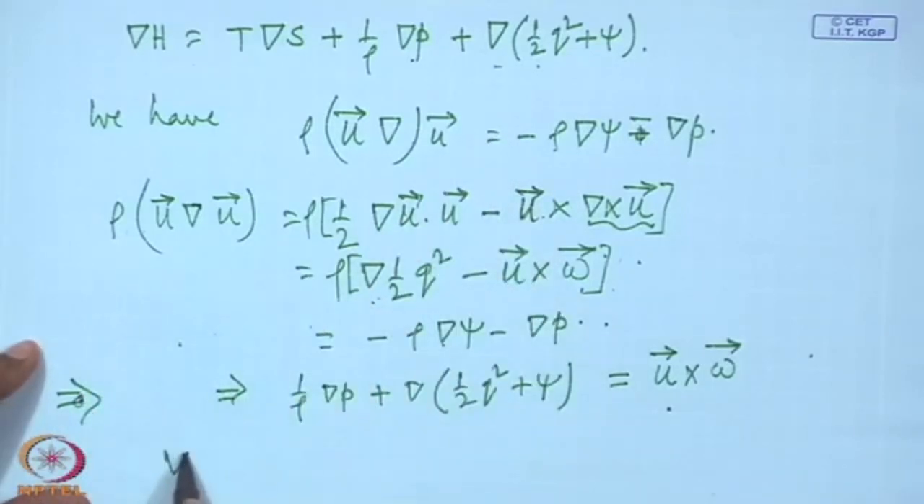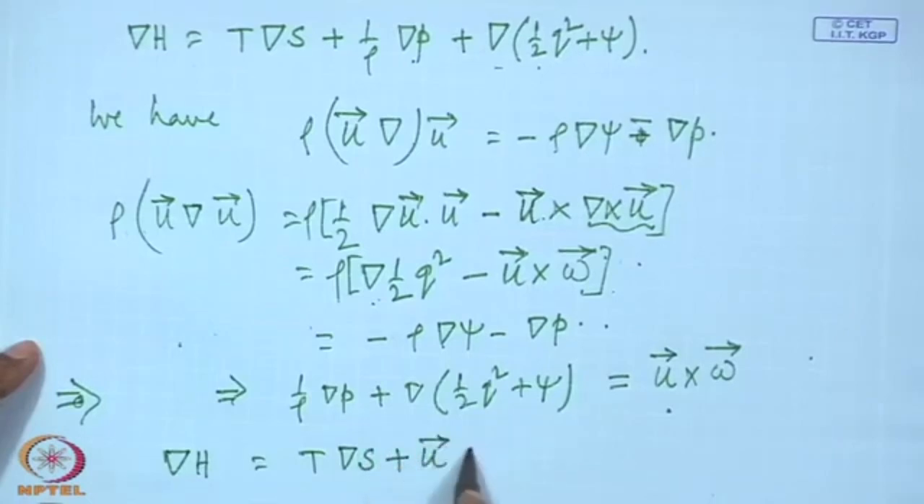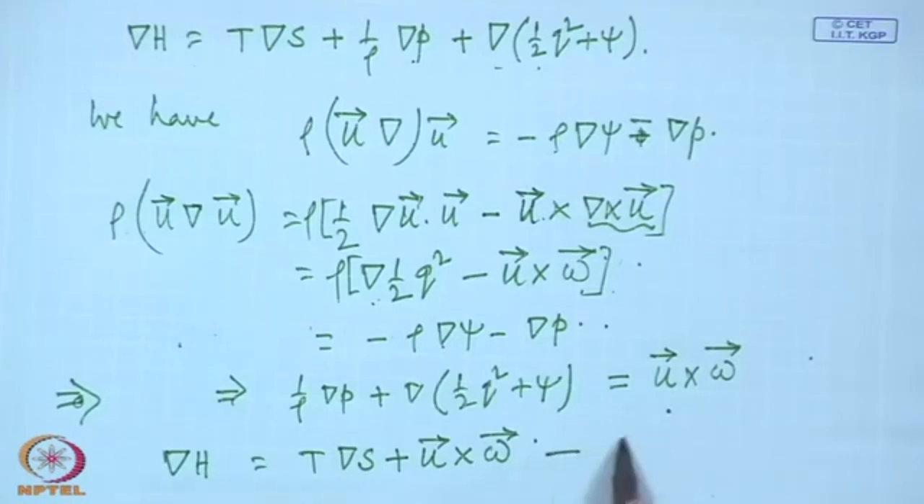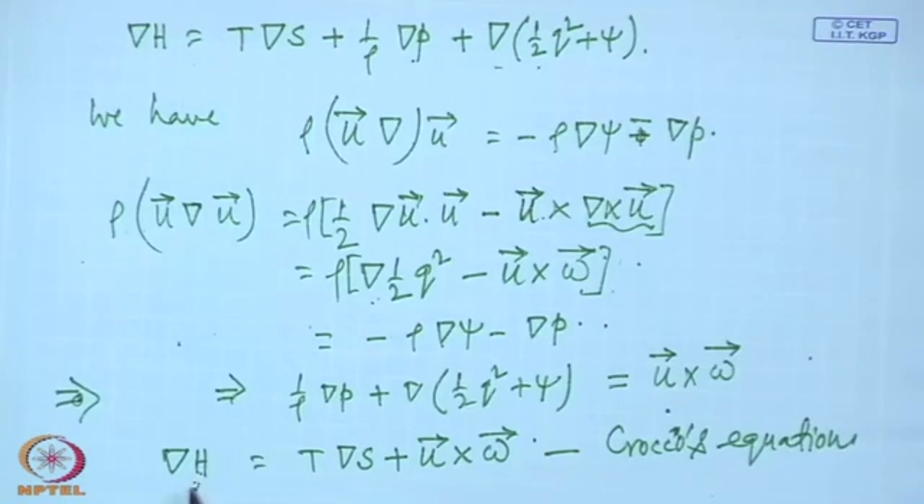And we can substitute it here. This equation will be useful later on, but at this stage this is its only utility. This equation is known as Crocco's equation. And as you can see, this is not a new equation, this is a simplified form of the energy equation. We have obtained it from the energy equation itself, but for very special cases. And what we find here is that the change in this quantity H is due to change in this entropy and this.